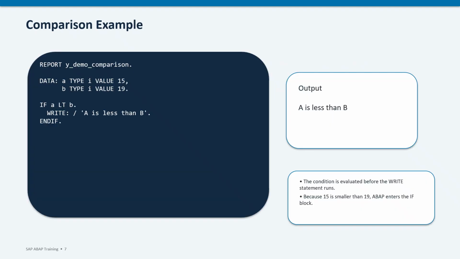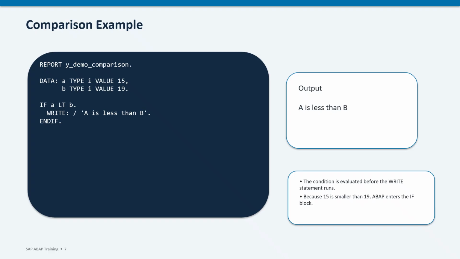Next we'll discuss a comparison example. Here a is of type I, meaning integer, with value 15, and b is 19. If a is less than b, where LT means less than, then this output will show: a is less than b. This is the way it will work.